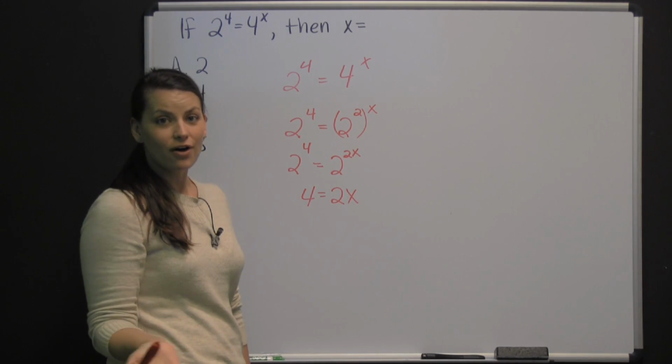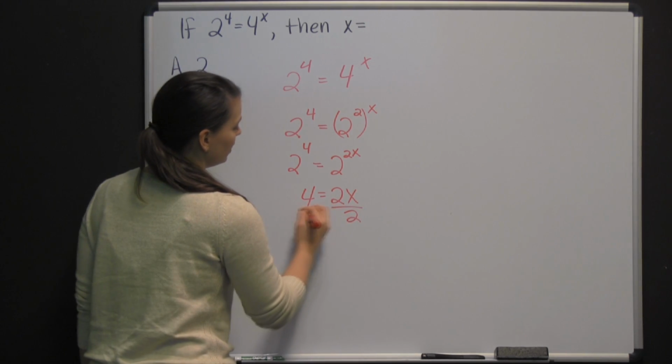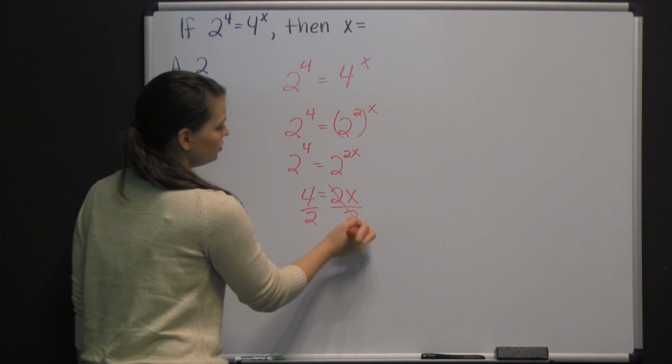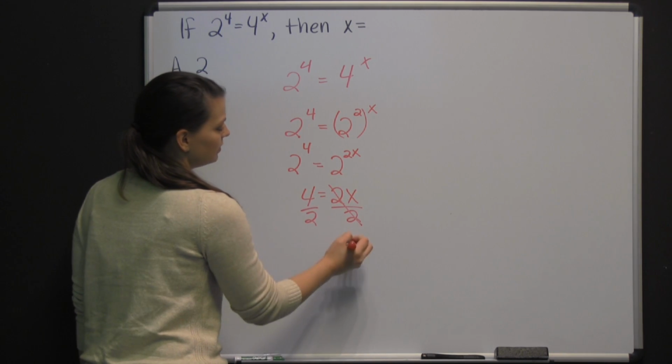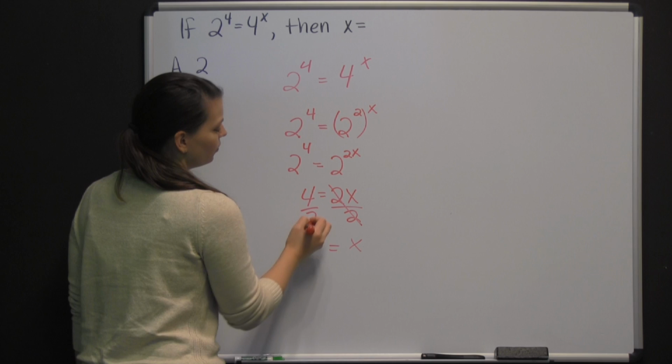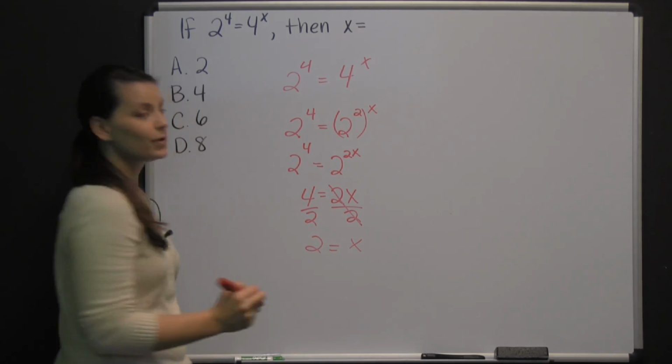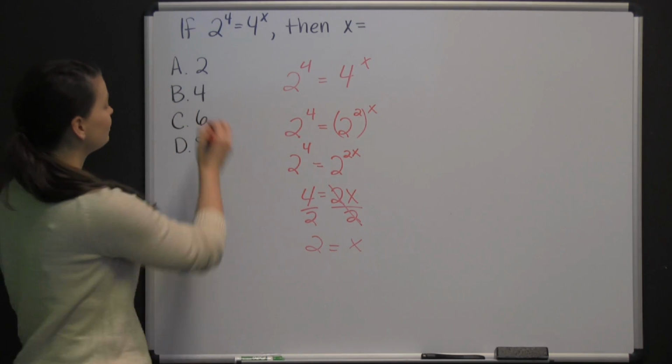And now we can solve for x by dividing both sides by 2. 2 divided by 2 is 1, 1 times x is x, and 4 divided by 2 is 2. So x is equal to 2.